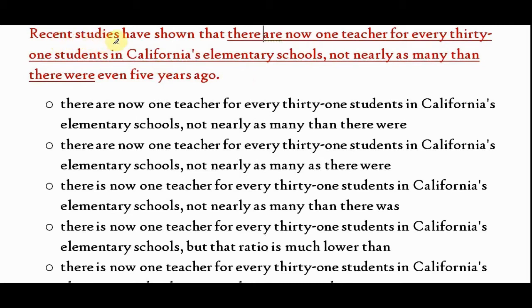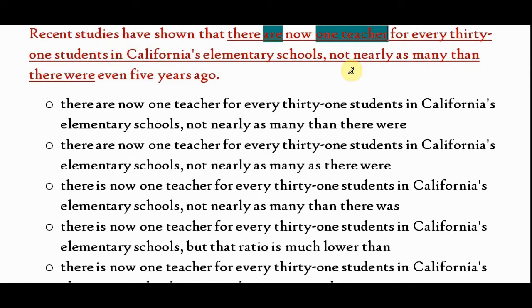Sentence says: Recent studies have shown that there are now one teacher for every 31 students in California's elementary schools, not nearly as many than there were even 5 years ago. So what is verb here? It is are. And what is subject for are? One teacher. And now what is the rule for that?